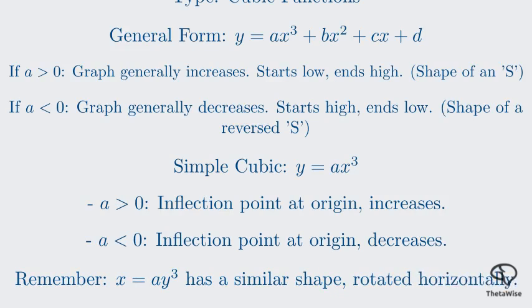To get a more precise sketch, you would need to calculate the intercepts and the turning points. We find turning points by taking the derivative of the function, setting it to 0 and solving for x. But for a general sketch, knowing the leading coefficient a gives you the fundamental shape.